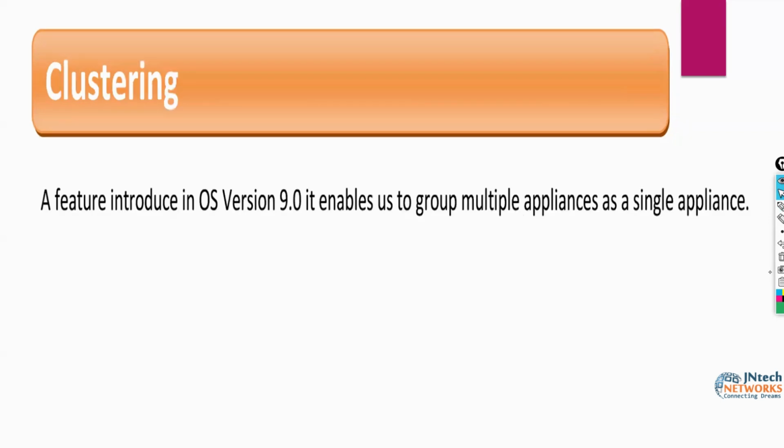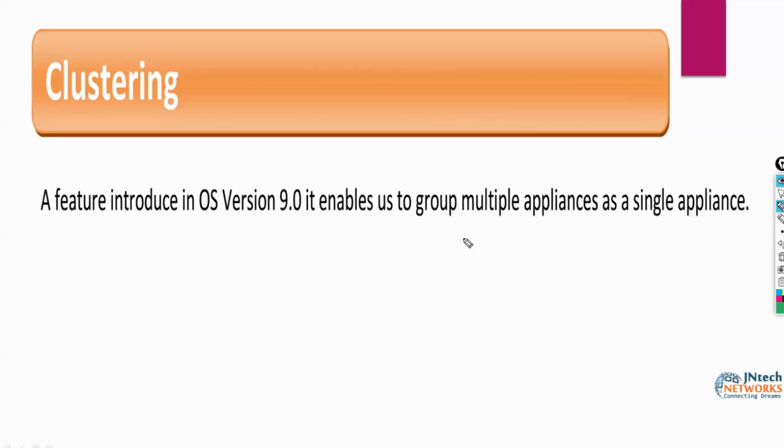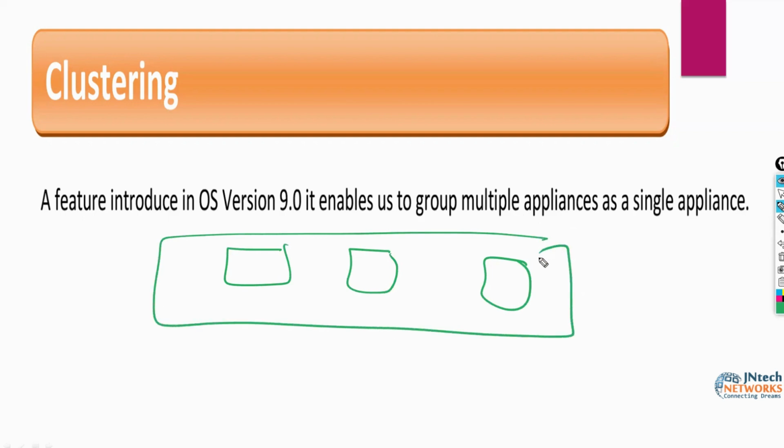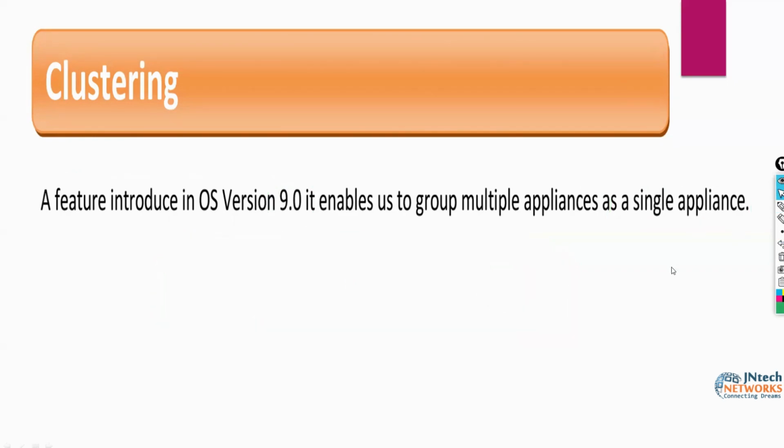No problem. Now, clustering is where you can combine multiple Cisco ASA devices to act as a single device. This is called clustering. It is a feature introduced in OS 9.0 that enables us to group multiple appliances to act as a single appliance. So these are the features.